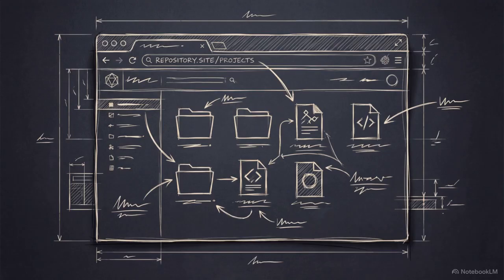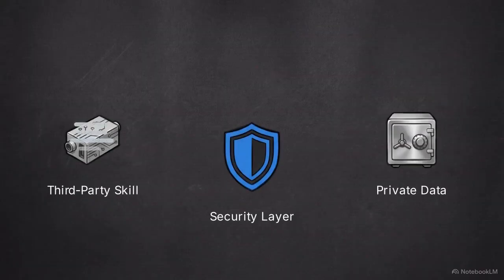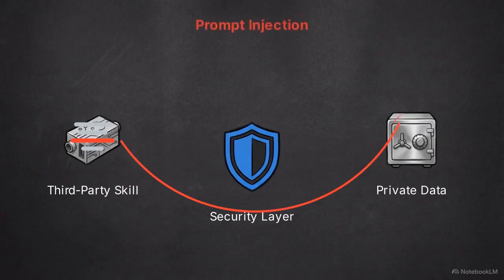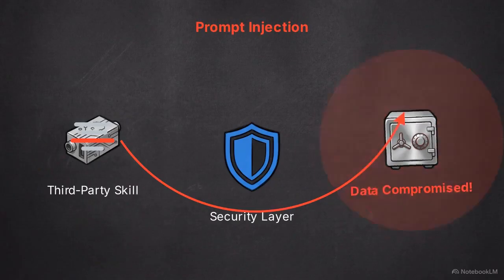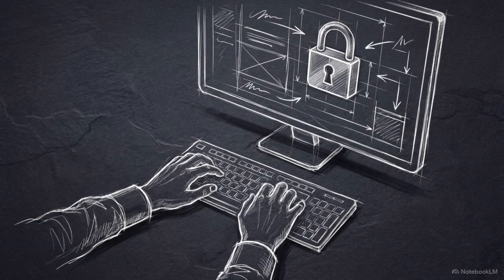Now, you might see public GitHub repositories offering pre-made skills that you can download. You need to be extremely careful with these. Third-party skills can contain malicious instructions hidden within the code. This is called prompt injection. If you install an infected skill, it can quietly extract your private data. Building your own custom skills organically from scratch is the only guaranteed method for maintaining absolute data security.